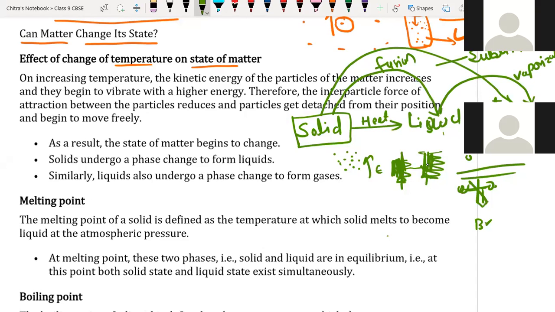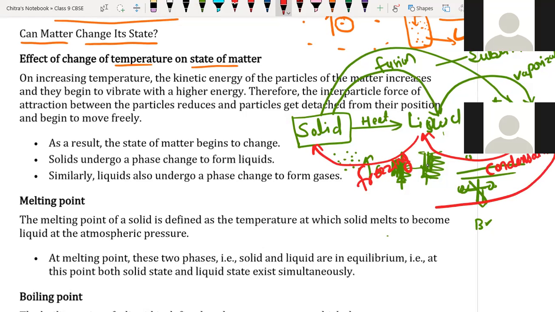Yes, sir. It is called vaporization. If you think in a reverse manner, when gases convert into liquid, it is called condensation. When liquid converts into solid form, it is called freezing, or solidification.